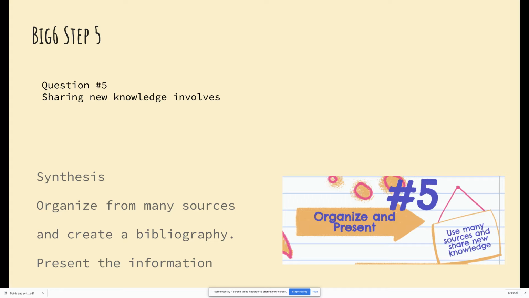Here's step number 5, the question from the quiz that relates to it. Sharing new knowledge involves organizing and presenting new information. This is important. This is where you've let all of that information kind of settle in your brain. You're going to bring it all together and hopefully reach new conclusions and bring new knowledge to your classmates or whoever you're presenting to. You're going to also create a bibliography. You're going to present this information.